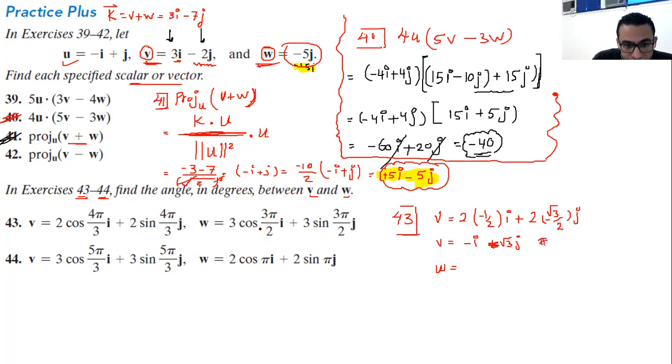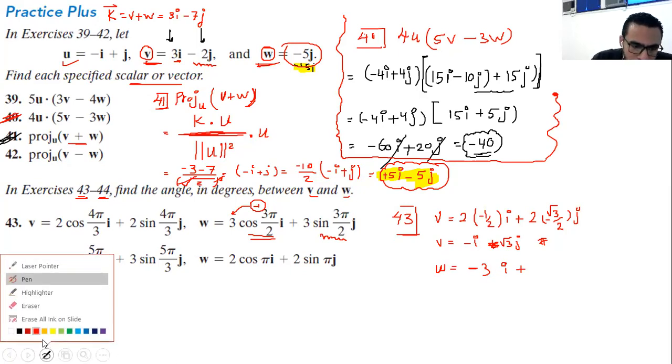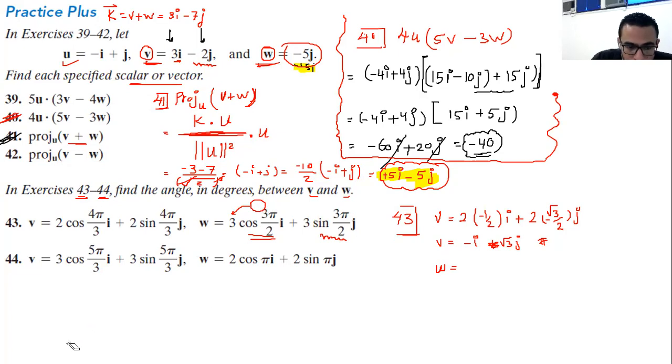Now the other vector, with angle 3 pi over 2, which is 270 degrees. It's a quadrantal angle, so the values are 0, 1, or negative 1. Cosine 270 is 0, and sine 270 is negative 1, times 3 gives negative 3 j. So W is 0 i minus 3 j.